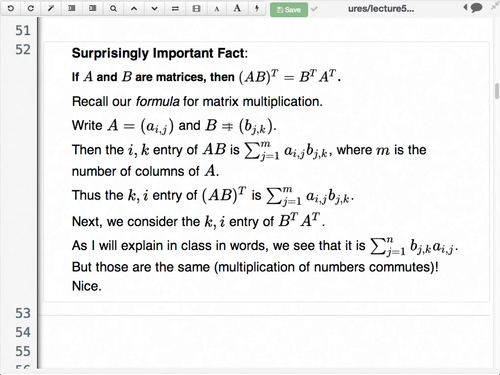So for any i and k, the ik entry of this matrix, (AB) transpose, is the same as the ik entry of this matrix, B transpose A transpose. Which tells you that those two matrices are the same. And this is a completely rigorous proof of the assertion that (AB) transpose equals B transpose A transpose. So we just proved this. This is a rigorous proof.